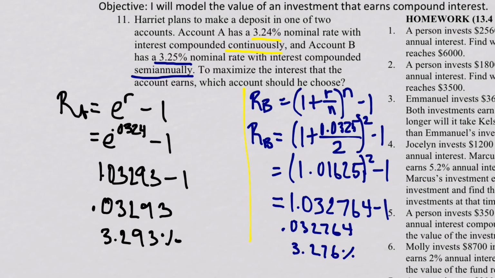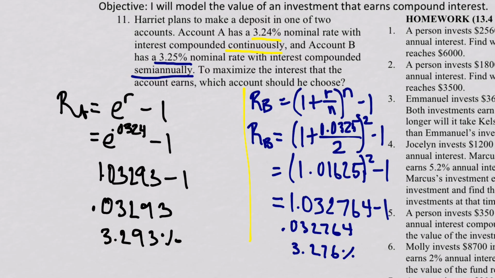Okay, so let's again explain the difference. This is the nominal rate. This is what they tell you the rate is. This is the effective rate. This is what it actually earns per year, because it's compounded continuously. In account B, this is the nominal rate. This is what they tell you. Oh, it's 3.25%. This is the effective rate. This is what it actually earns per year because it's compounded semi-annually.